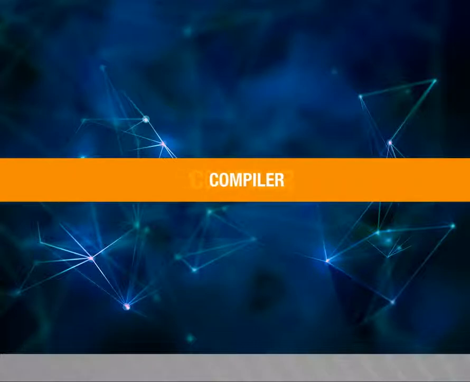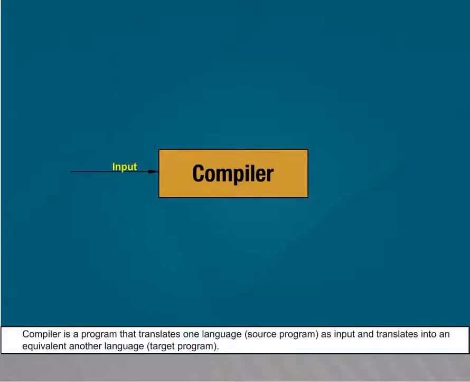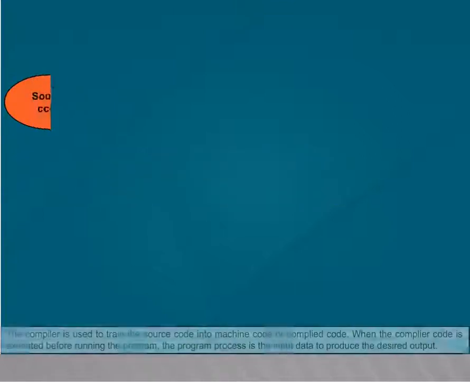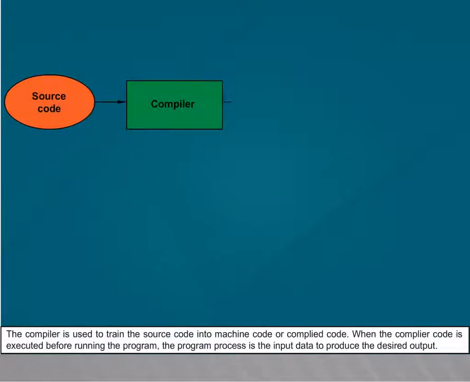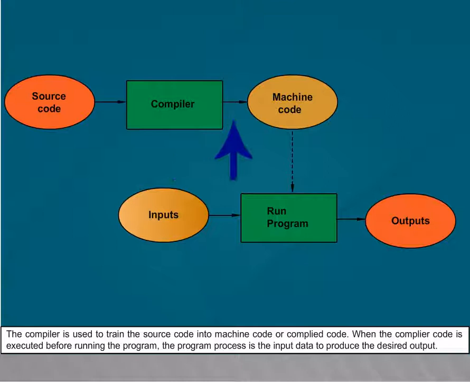Compiler. In this video, we are going to see about compiler. A compiler is a program that translates one language, that is the source program, as input and translates it into an equivalent another language, that is the target program. The compiler is used to translate the source code into machine code or compiled code. When the compiled code is executed, the program processes the input data to produce the desired output.